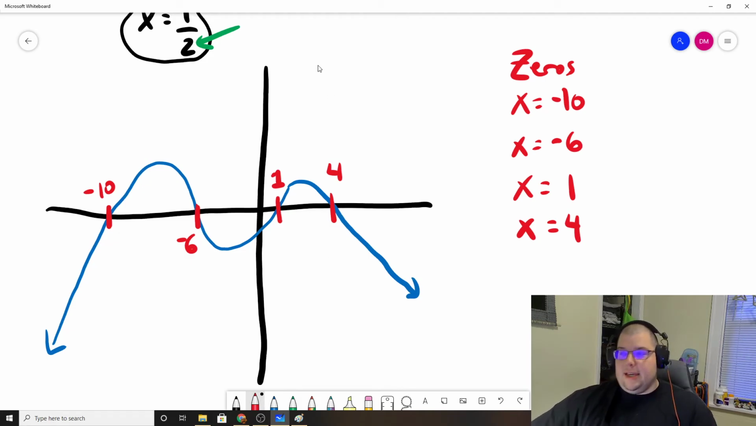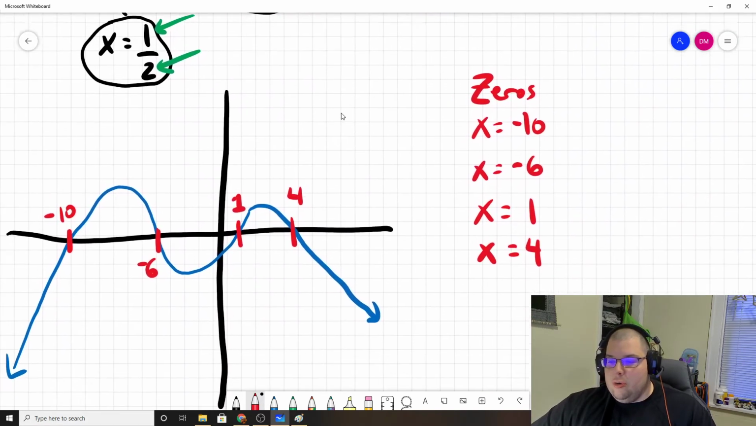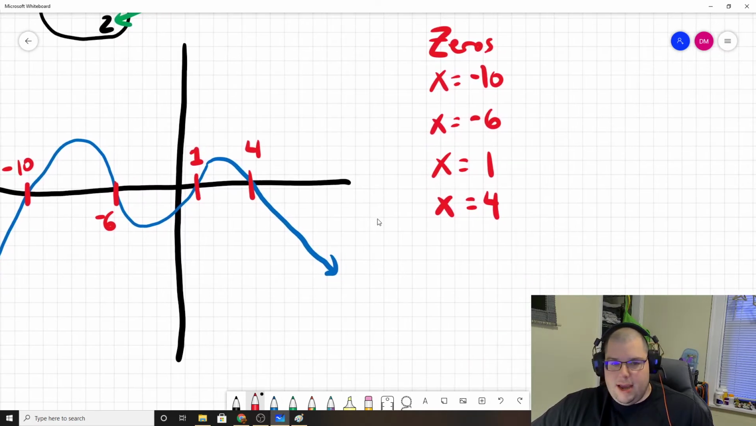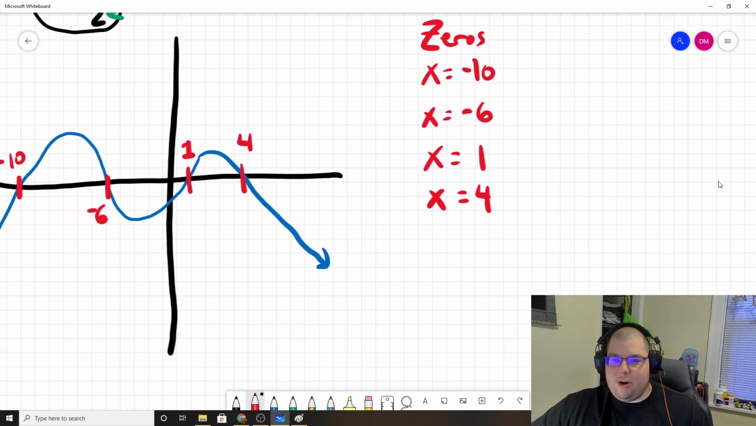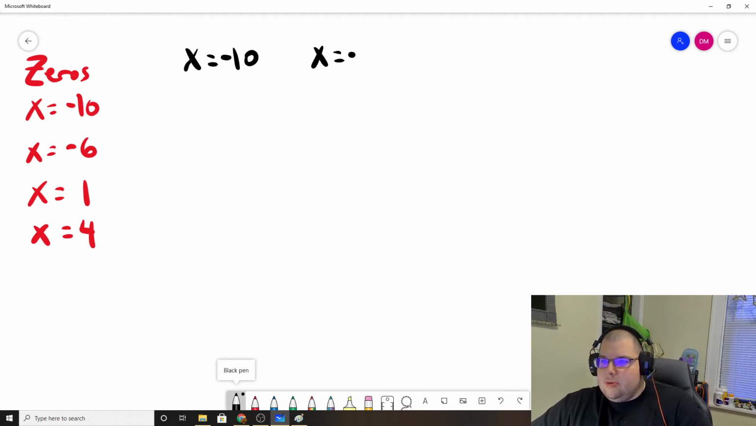Now, just like up here, where we were talking about how the zeros were the opposite of what's inside the polynomial, we're going to use that same theory here, and we're going to move the number to the opposite side to get one side equal to 0. I will show you now. So we went from our graph, we got our zeros, and we're going to set it up so x is equal to -10, x is equal to -6, x is equal to 1, and 4.